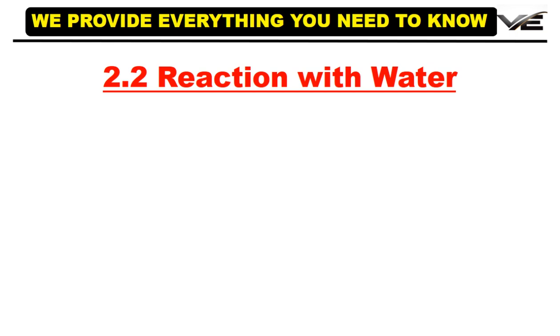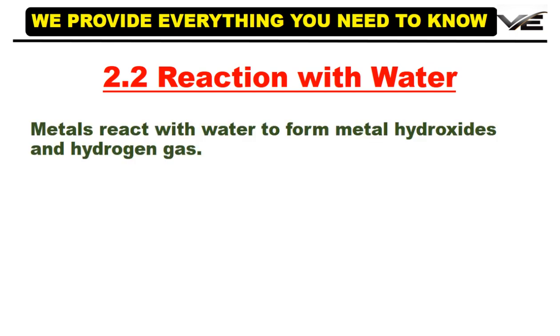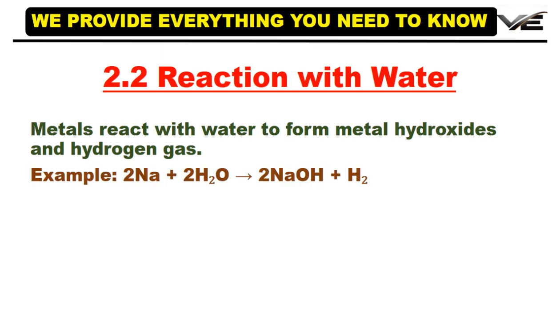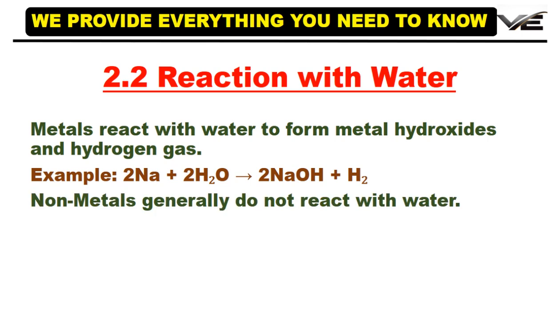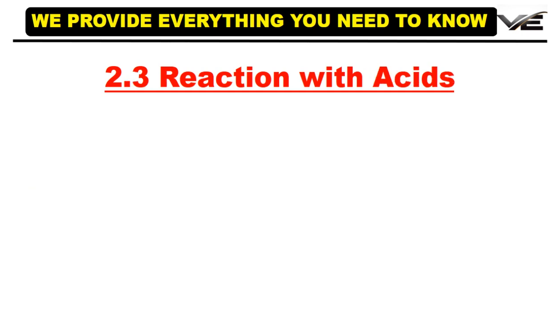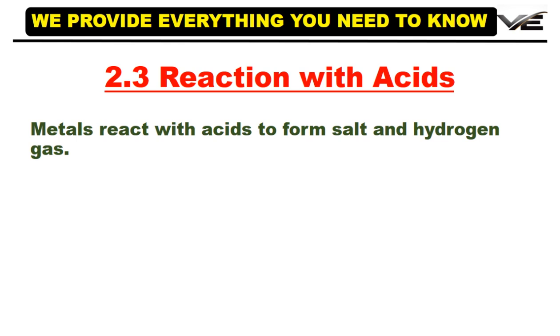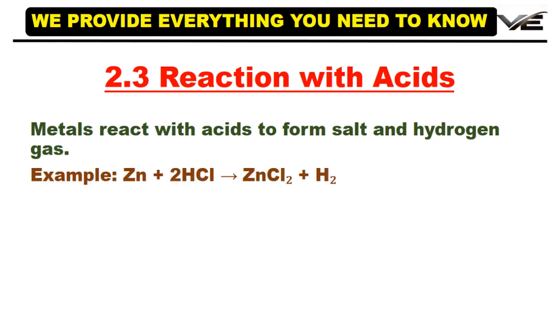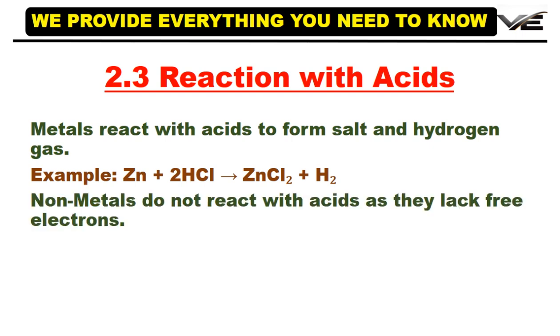Reaction with water. Metals react with water to form metal hydroxides and hydrogen gas. For example, 2Na plus 2H2O produces 2NaOH plus H2. Nonmetals generally do not react with water. Reaction with acids. Metals react with acids to form salt and hydrogen gas. For example, Zn plus 2HCl produces ZnCl2 plus H2. Nonmetals do not react with acids as they lack free electrons.